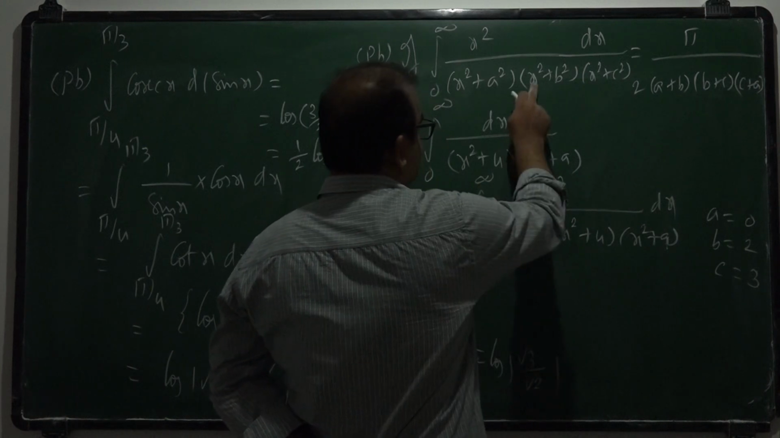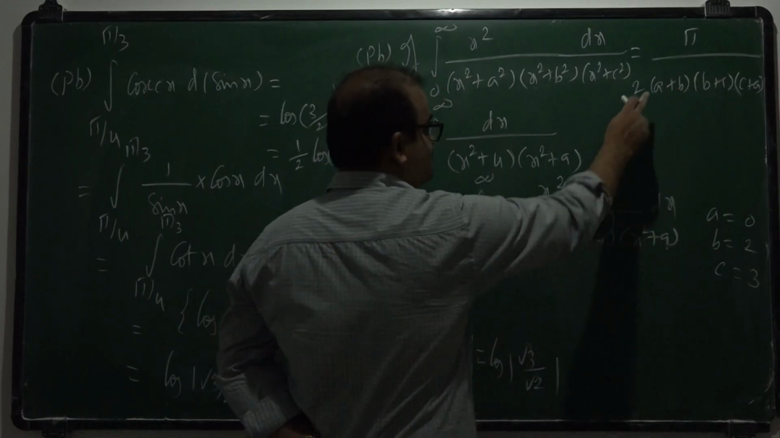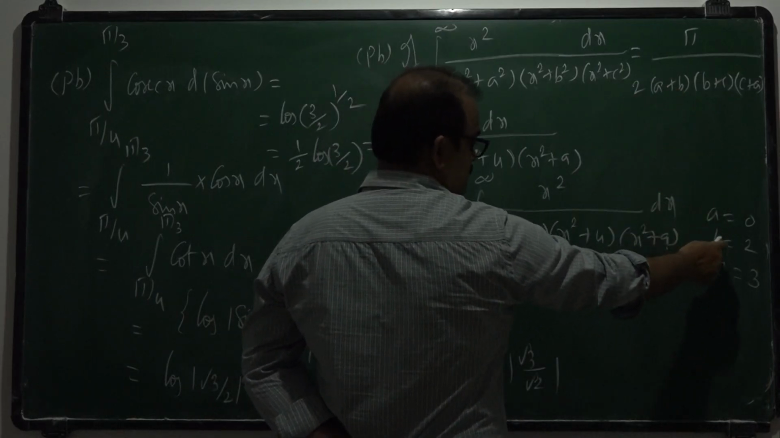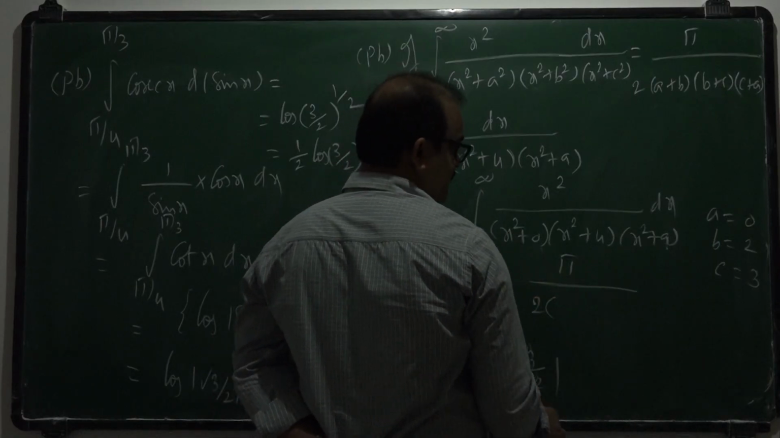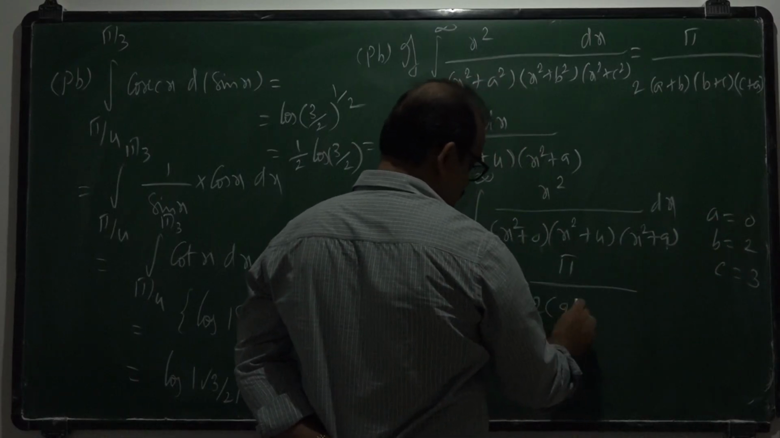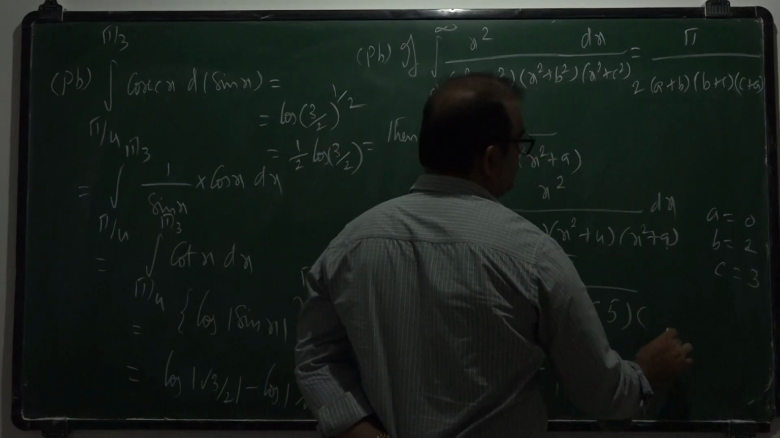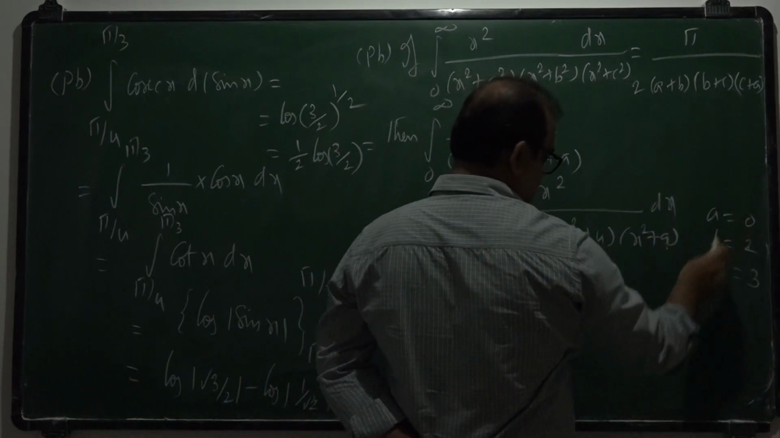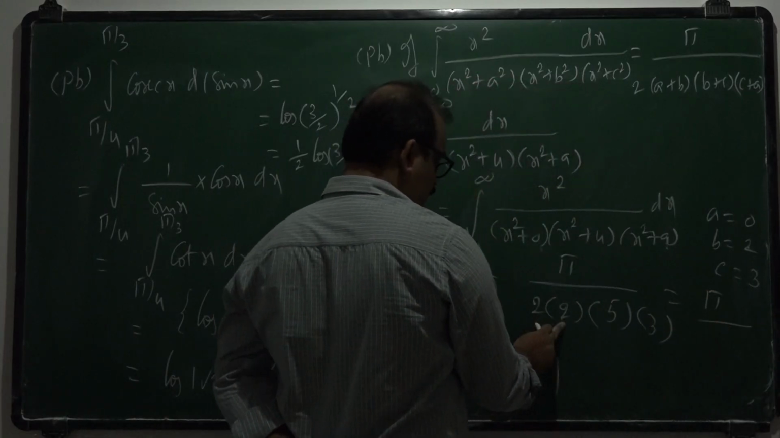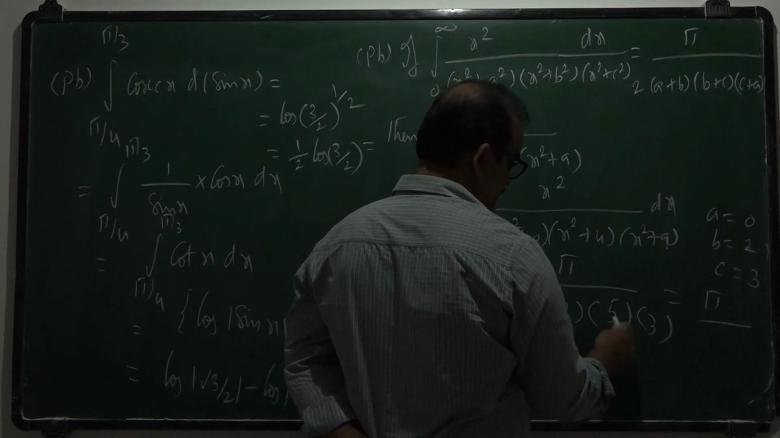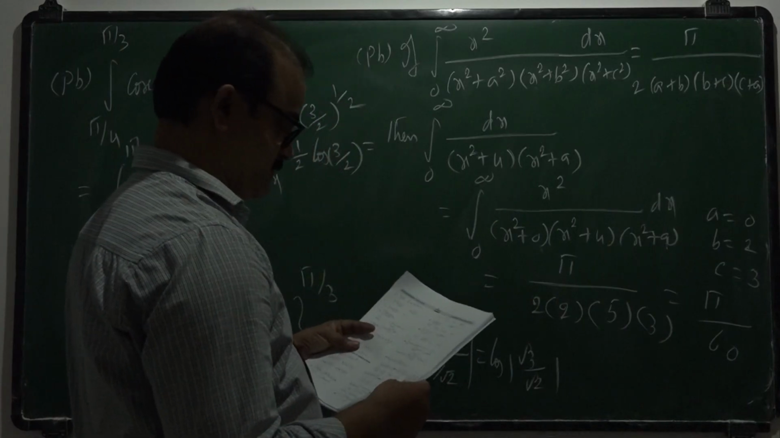Compare this integration with the formula. In this RHS, we substitute these values of a, b, c. Pi by 2 into (a plus b), 0 plus 2, 2. (b plus c), 2 plus 3, 5. (c plus a), 3 plus 0, 3. This is pi by 2 into 2, 4 into 5, 20 into 3, 60. So its value is pi by 60.